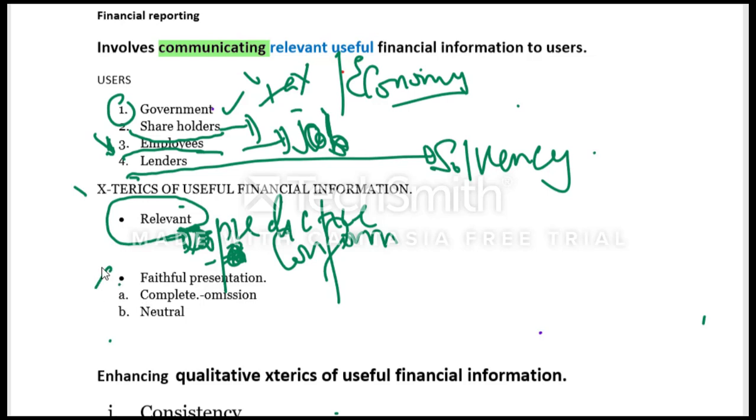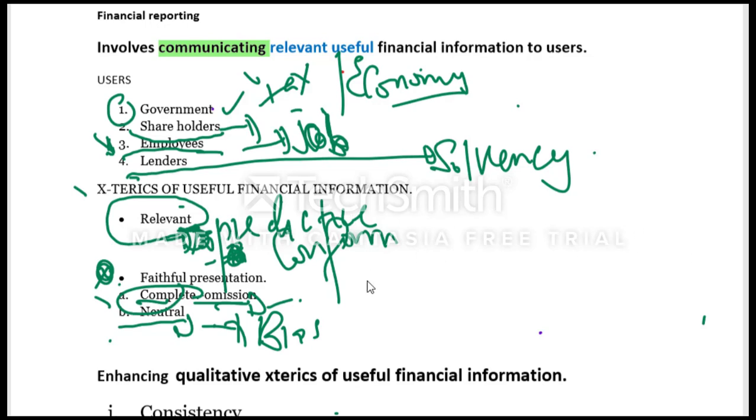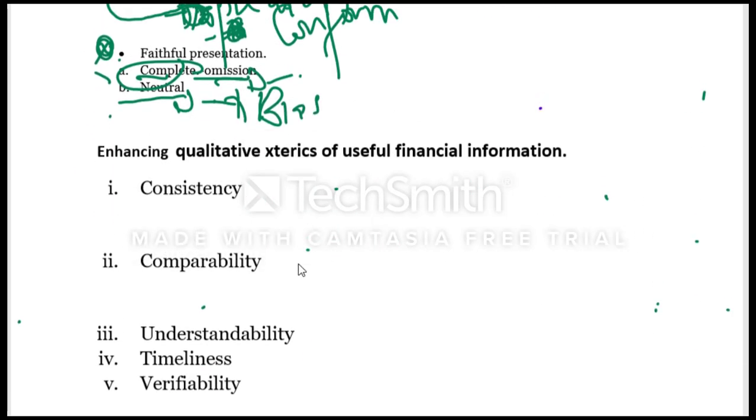Faithful presentation looks at complete information and neutrality. Information should be complete. If information is given partially or is incomplete, it can influence the decisions of the users. Take an example. If I want to invest in a company and I'm given less information about your performance, I can take an ill-informed decision about where to invest. So, faithful presentation requires information in financial statements to be complete and neutral, in the sense that you should not be biased as preparers of financial information. You should not be selective of which information to disclose in financial statements.